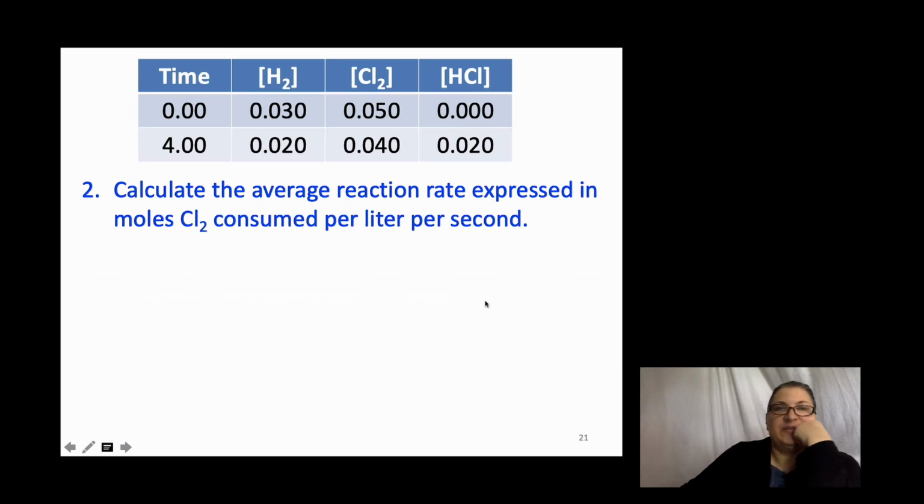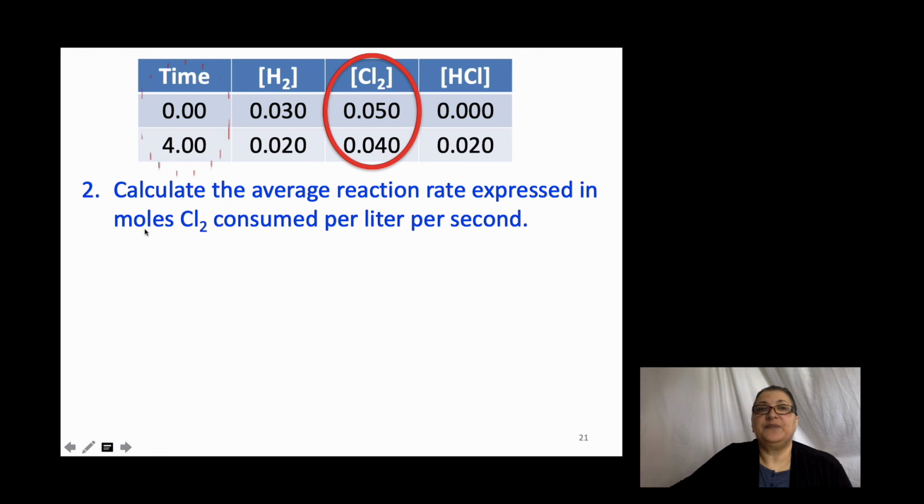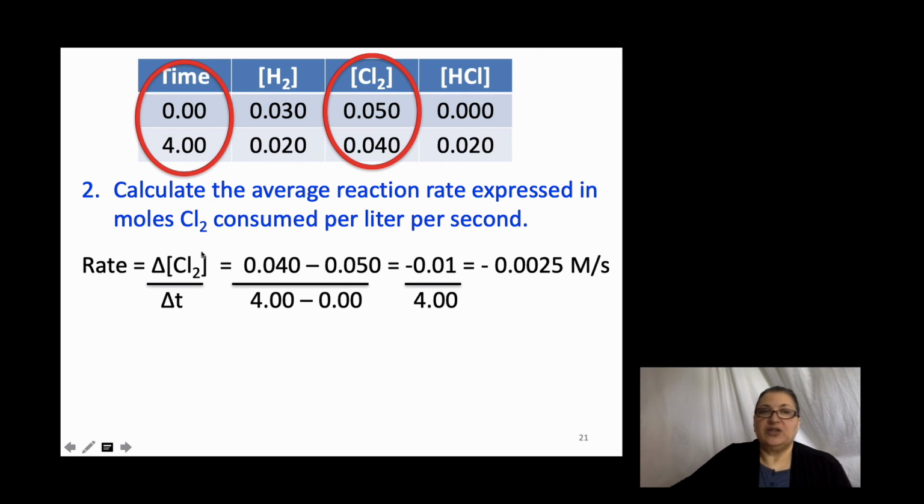Now another example, you can pause at any time. I just want to get through to 2 more slides. Calculate the average reaction rate expressed in chlorine. So chlorine and the time. Final minus initial, final minus initial. So change in chlorine over change in time. 0.04 minus 0.05 divided by 4 minus 0, and then divide.